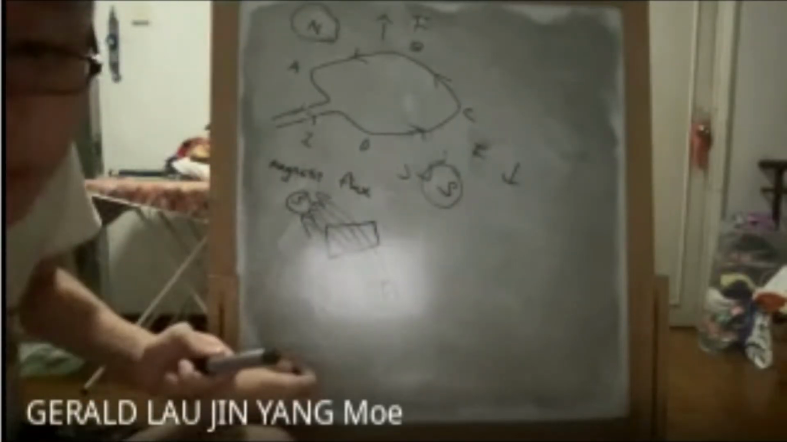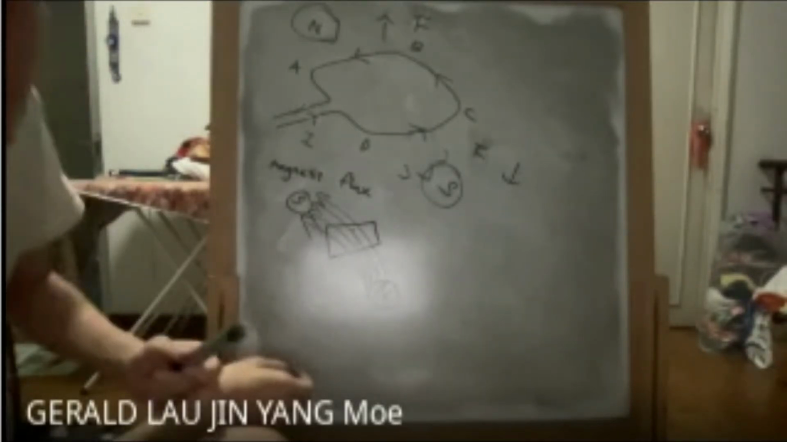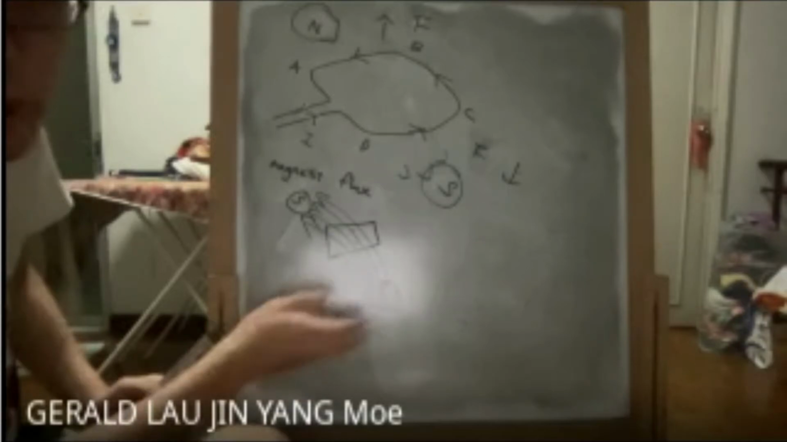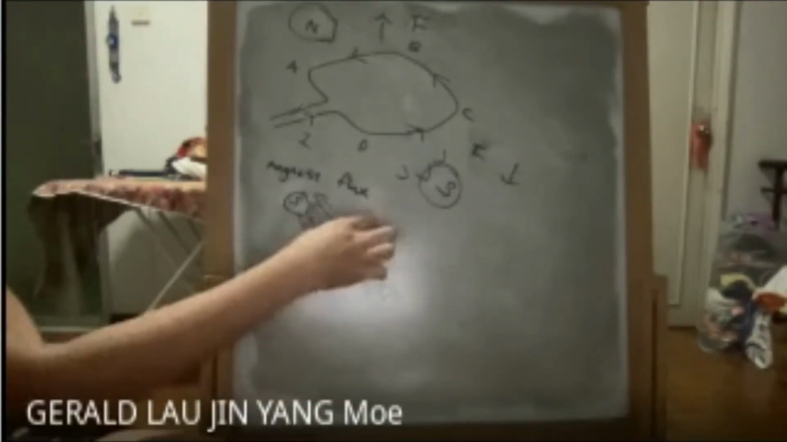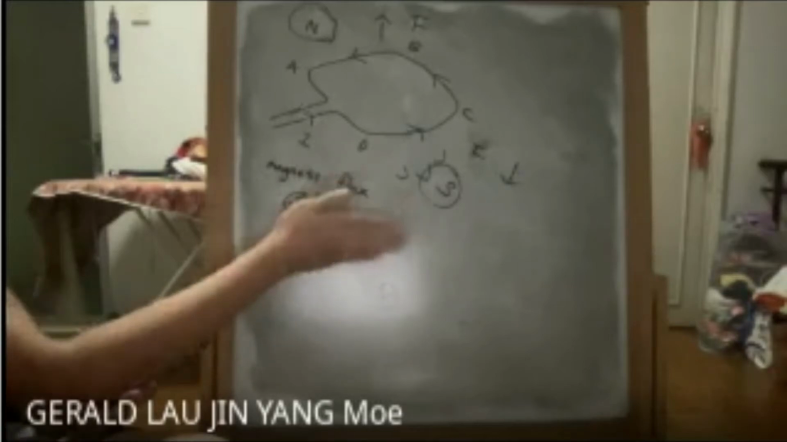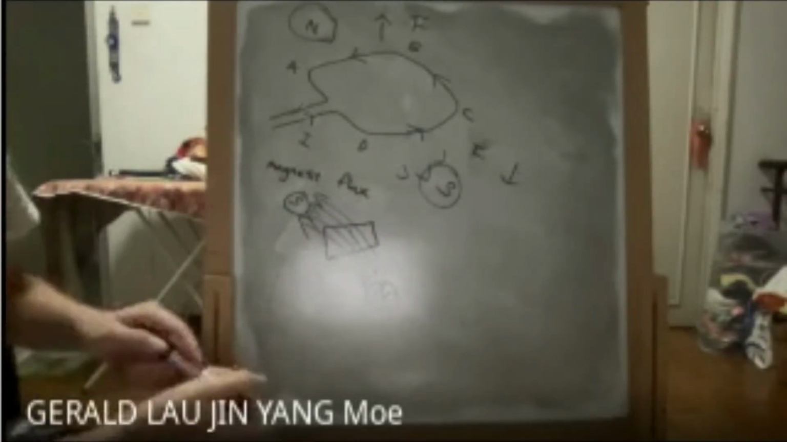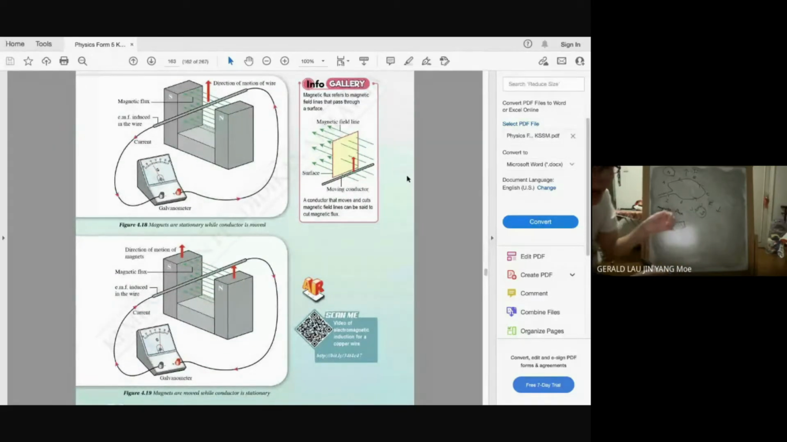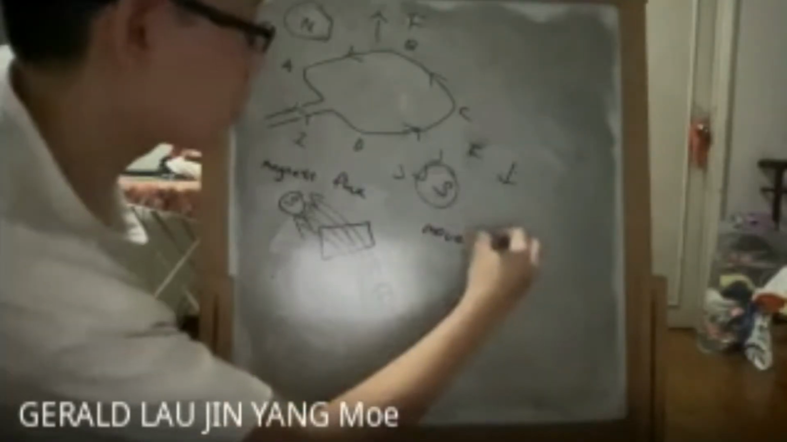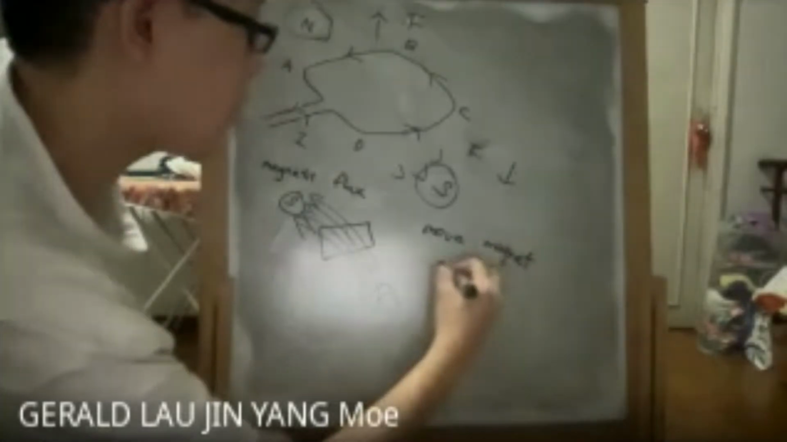A conductor that moves and cuts magnetic field lines can be said to cut magnetic flux. Okay, this is what we call magnetic flux. The magnetic field lines that pass through a surface. Like this here, for example, is a surface. This is what we call cutting magnetic flux. So, how to produce an induced current? You have to move either your magnet, or you move the wire.